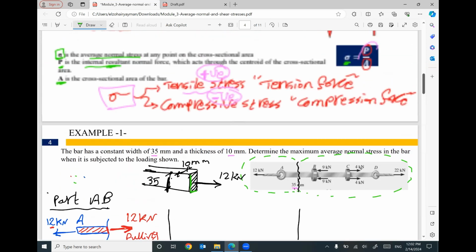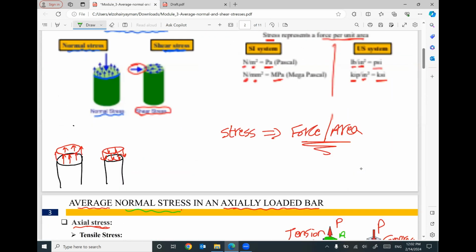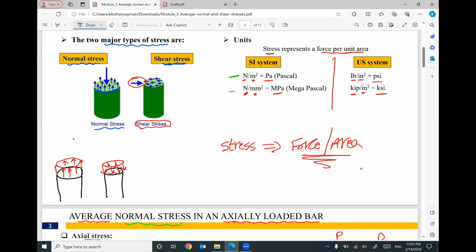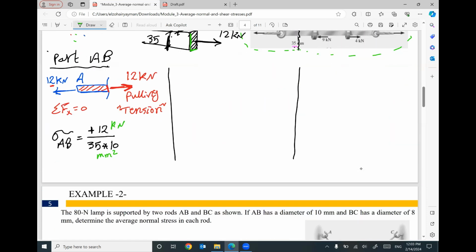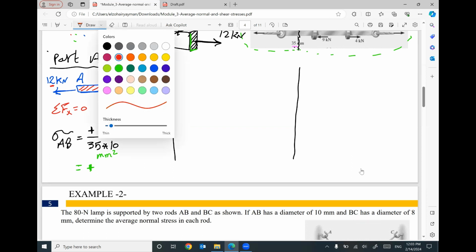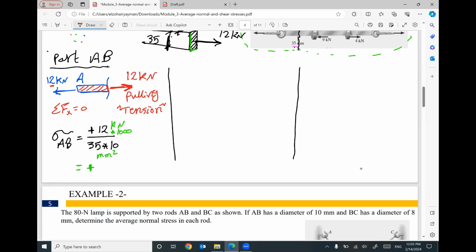This one is in kilonewton, and this one in millimeter square. So I do recommend to make your units consistent. I will use Newton per millimeter square, which is megapascal. That means I recommend multiplying this force by 1000, so the numerator will be in Newton and the denominator in millimeter square. So the stress will be positive. Why? Because it's a tensile stress, because the applied force is a tension force. Does that make sense?